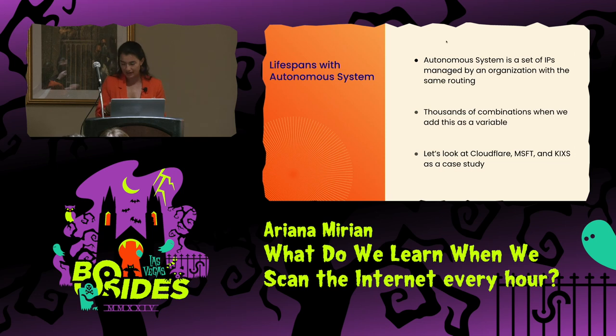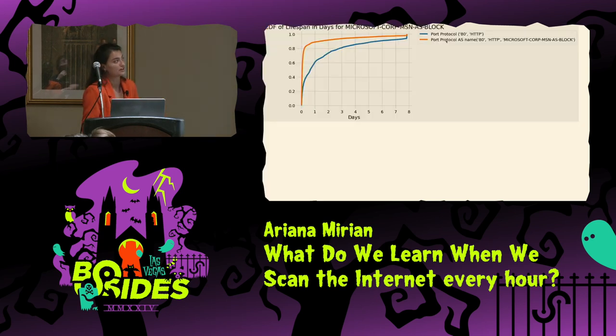For the sake of time, I'm going to look at three ASs that have very different functions. Again, we're going to look at Cloudflare, Microsoft, and KIX, which is the largest Korea telecom, as a case study. And to keep things really simple, we're going to look at 80 HTTP to start off. What you'll see here, again, lovely CDF: the blue line is the port protocol distribution in aggregate. The orange line is hosts that speak 80 HTTP specifically on that AS, Microsoft, Corp, MSN, et cetera.